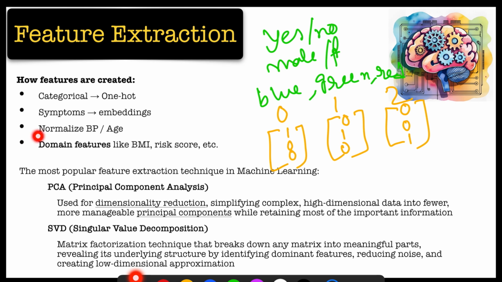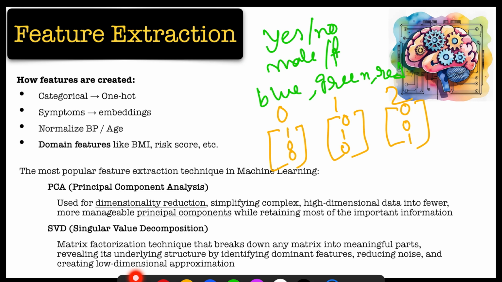We will also normalize a few features like BP, age and so on. That is also kind of feature extraction or feature improvement. There will also be some domain features like BMI, risk score, etc. So different domains will have different types of features.